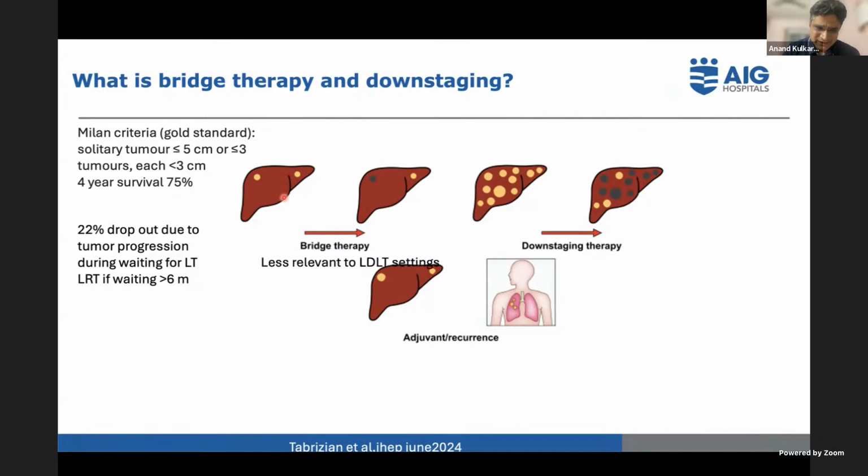But this is a little less relevant to LDT settings. If the patient is within Milan's criteria and has a donor ready, we obviously don't wait, and we don't do any kind of local regional therapy. We just go ahead and do the transplant for these patients.